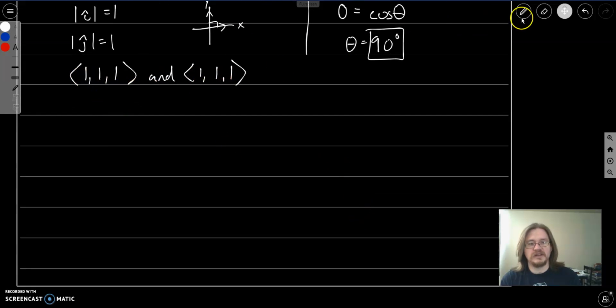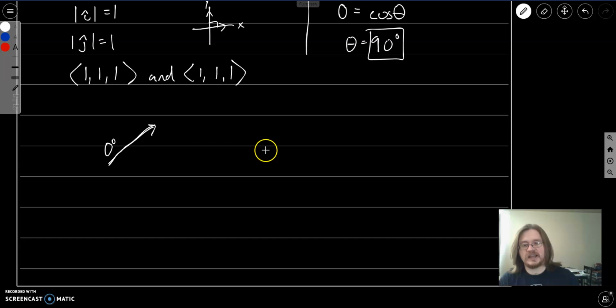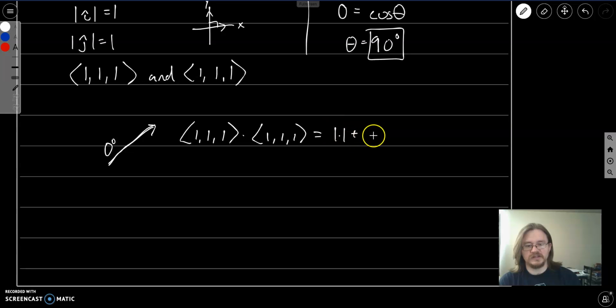So let's think about this one for a second. We've got two vectors that are pointing in the same direction. So what's the angle between a vector and a vector pointing in the same direction? Well, that angle should be 0, right? There is no separation between them. Let's check and make sure. We need to take the dot product of these two vectors. This is going to be 1 times 1 plus 1 times 1 plus 1 times 1, so that's going to be 3.